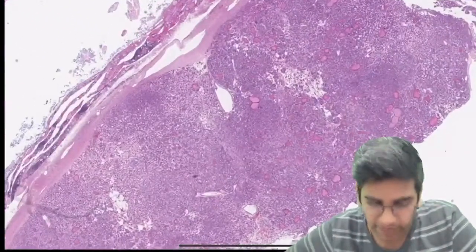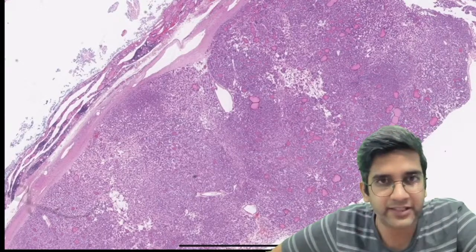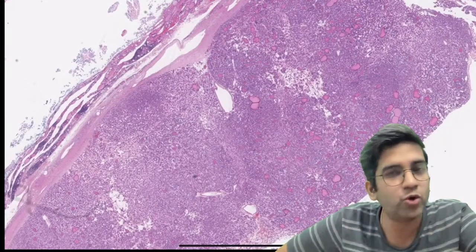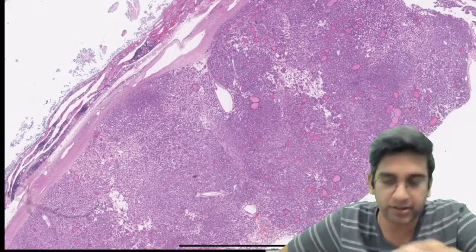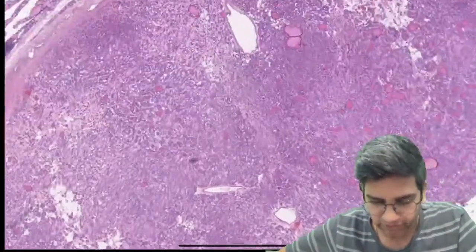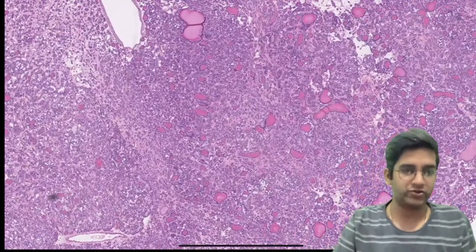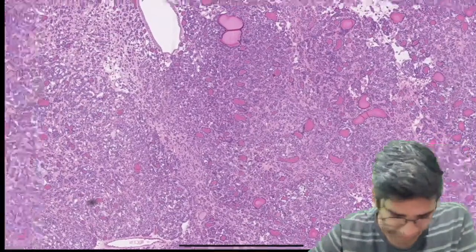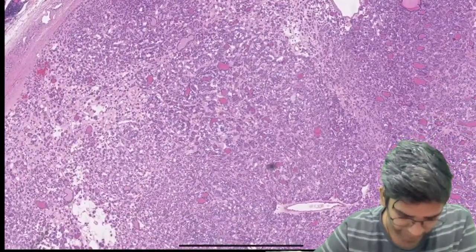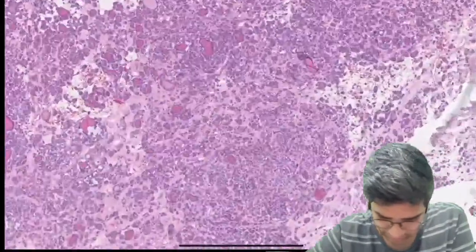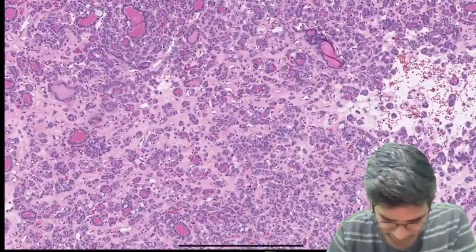Let's go deep dive into it. To identify PTCs, till you get superb experience, go to a minimum of 20x. Don't try to do it in low power, because we were told by our seniors to go to low power and diagnose, right? Sometimes low power might not help, especially when I'm going to look for the nuclear features. Okay, let's see if we can find some nuclear features.